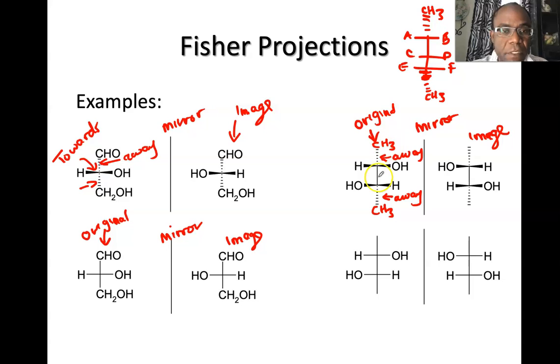So anyway, put this in front of a mirror. This is what you're going to see. These are the CH3s right here, CH3, CH3, which will be the image of that. So again, that's the original. This is the image. So Fischer projections can have their mirror images. Then what will be left to define is whether they are diastereomers, enantiomers, or meso compounds.